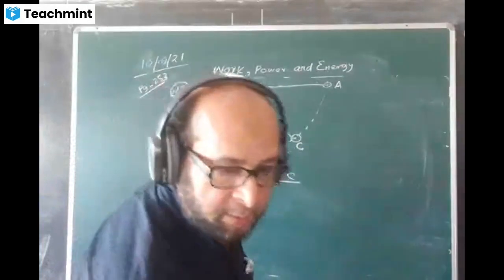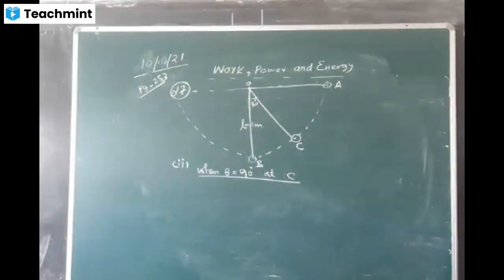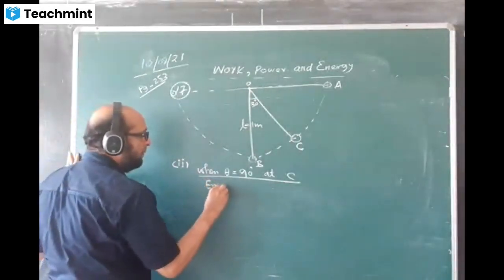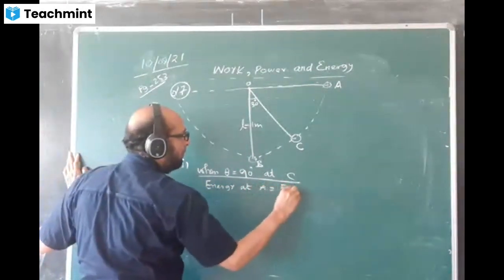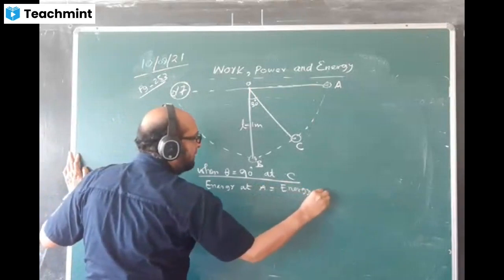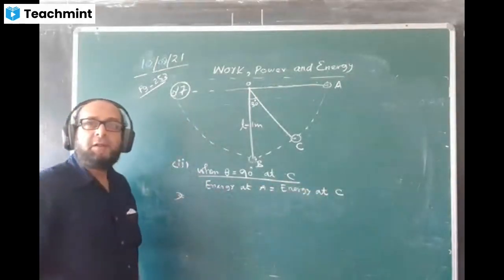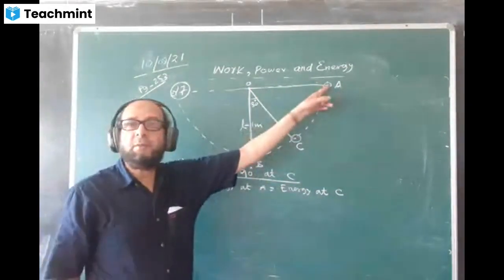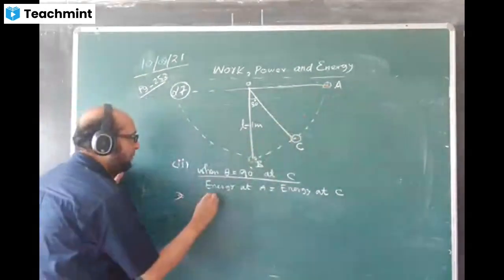What will you do now? Tell me. Again, make the energy value equal. How do you make the energy value equal? Write down energy at A equal to energy at C. What energy is there at A? Same energy, you know, that mgL, potential energy. Yeah, mgL. Very good.